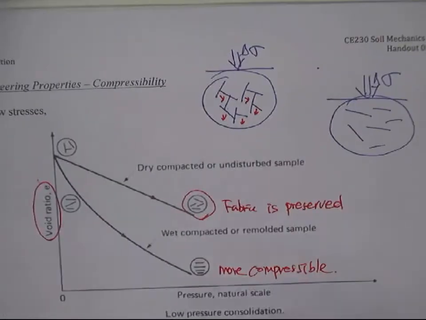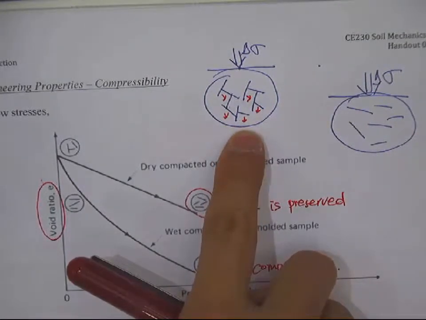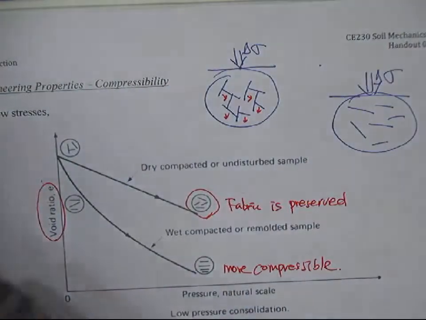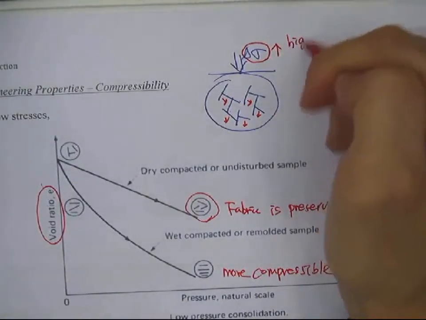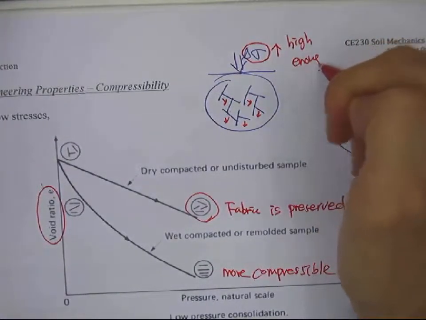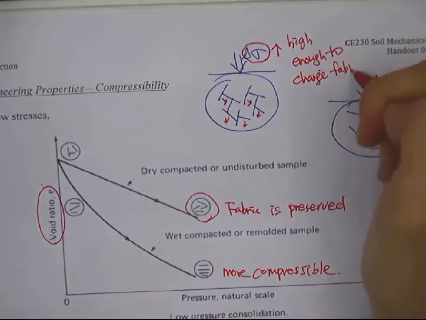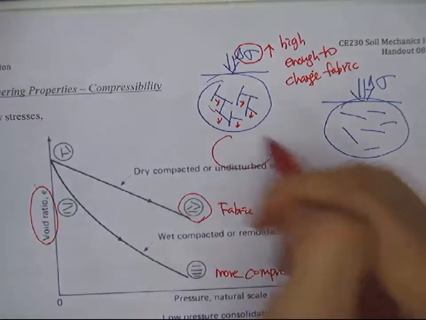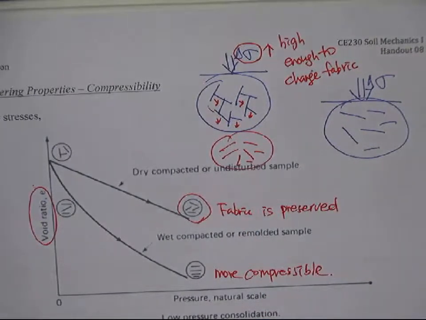But this flocculated structure, you can see that it's not very stable. Right? They can collapse if you increase the stress, increase the load. So if this sigma increases and is high enough to change the fabric, then they collapse and become more dispersed, with face-to-face aggregation.